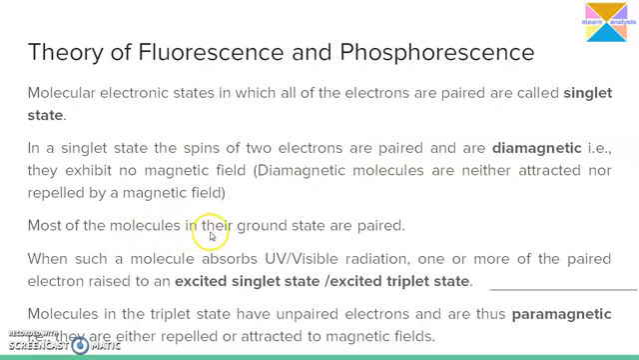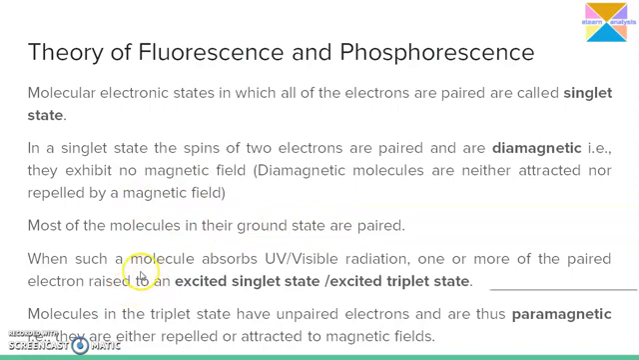So most of the molecules in the ground state, we know that they are paired. Since they are paired, they are diamagnetic in nature, and since they are diamagnetic in nature, they are not influenced by any external magnetic field.